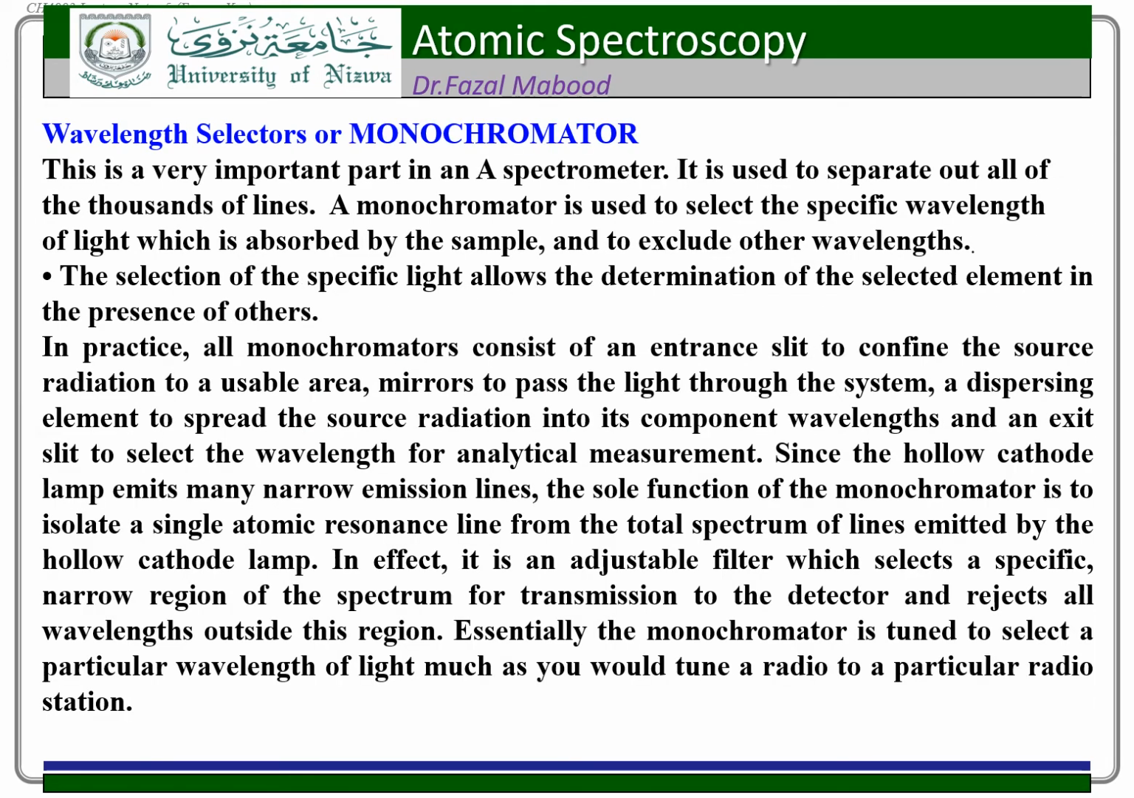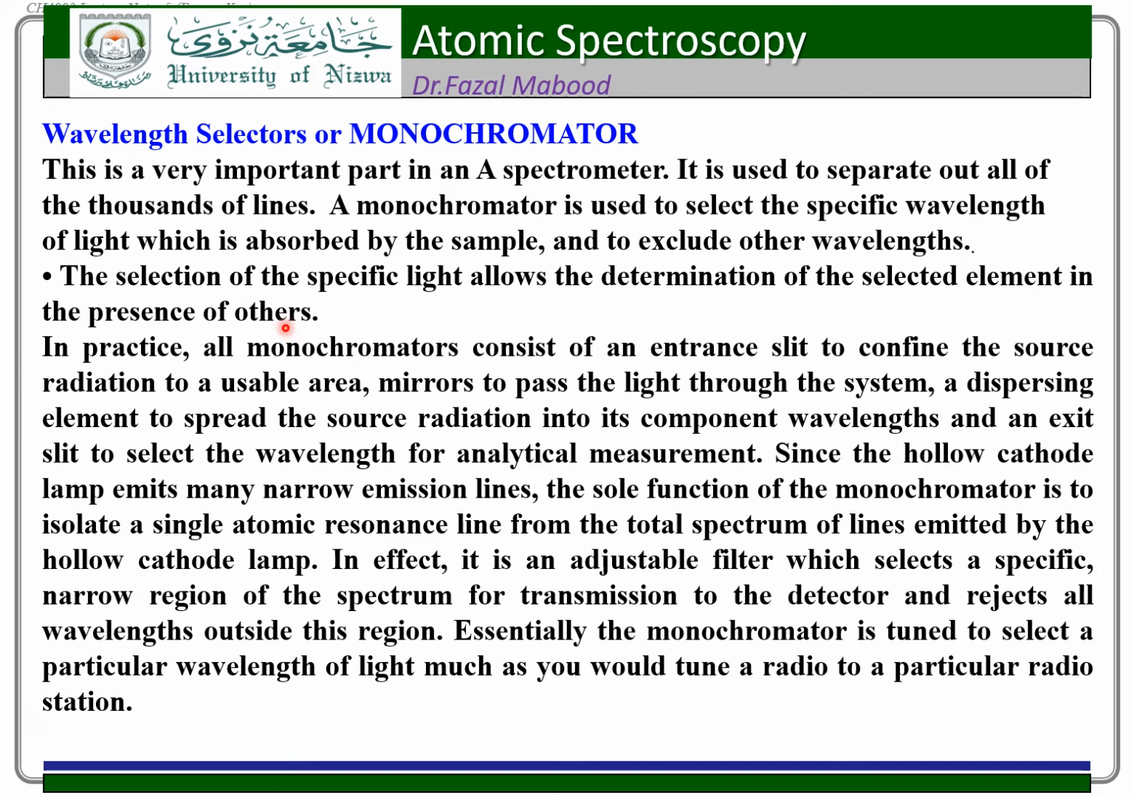Wavelength selector or monochromators. This is a very important part in an atomic spectrometer. It is used to separate out all of the thousands of lines. A monochromator is used to select the specific wavelength of light which is absorbed by the sample and to exclude other wavelengths that are not needed. The selection of the specific light allows the determination of the selected element in the presence of others.